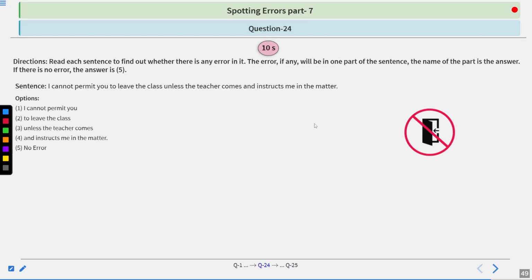Let's move to the next question. I cannot permit you to leave the class unless the teacher comes and instructs me in the matter. You have options: 10 seconds to spot the error.